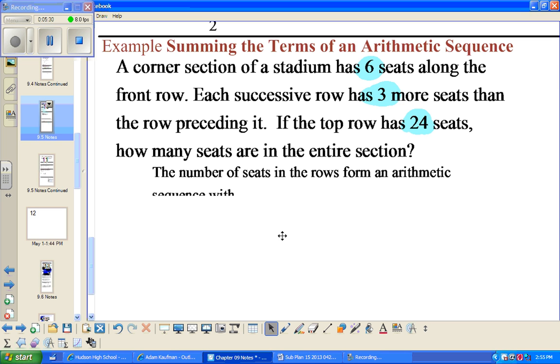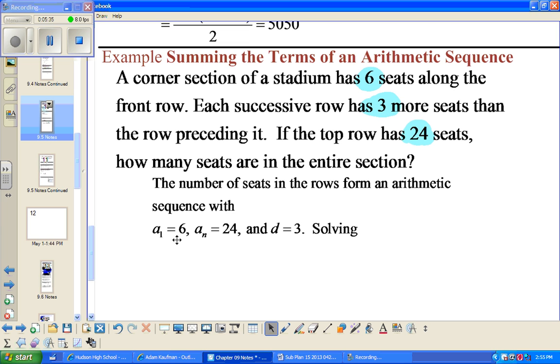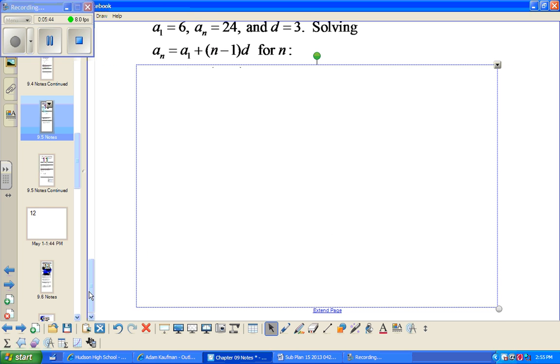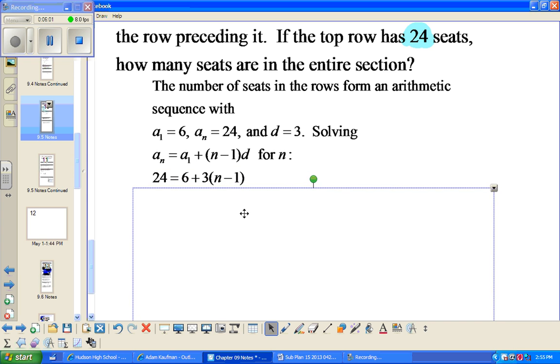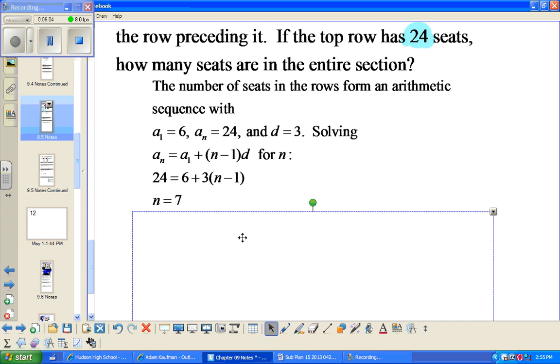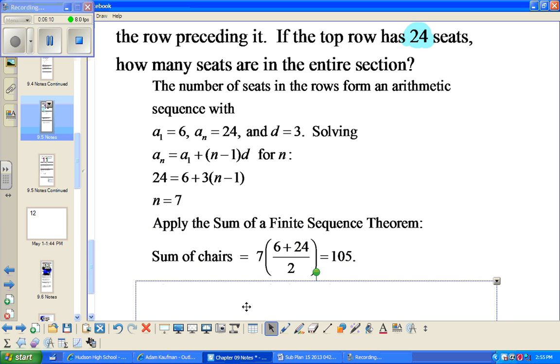So to do that, we write that information that I just mentioned down. The first row, a sub 1, is 6. The last row, a sub n, is 24. The common difference is 3. And now we're going to solve using that formula we wrote down earlier. It uses a sub 1, n, and d, and we know a sub n is 24. We know a sub 1 is 6. We know d is 3. This is going to help us solve for n. Once we solve for n, then we can figure out the number of seats by plugging that in to our other sum equation.